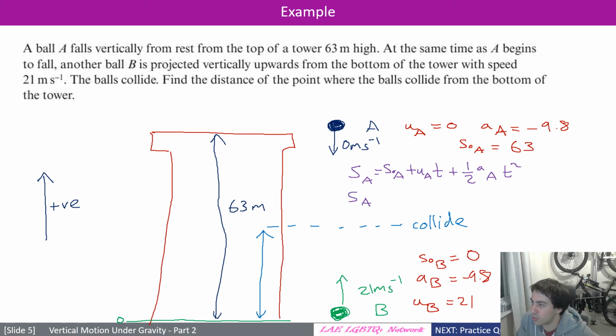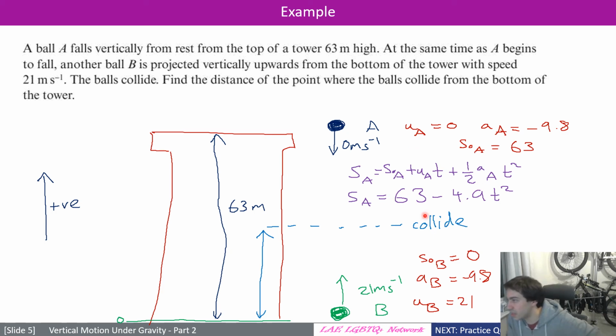It becomes nice now when we put the numbers in. s0 of A is 63. u of A is 0, so the u_A t goes away. And then minus 9.8 halved is minus 4.9, and I get this. Okay. So this is telling me the displacement of A at any given time.